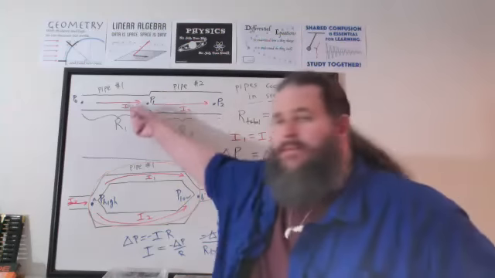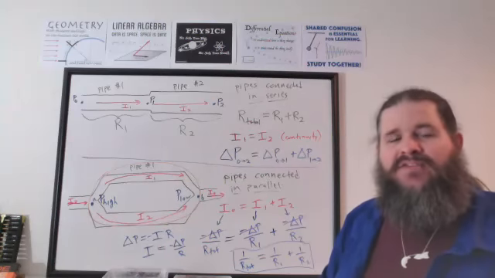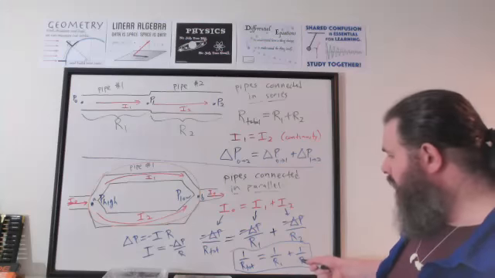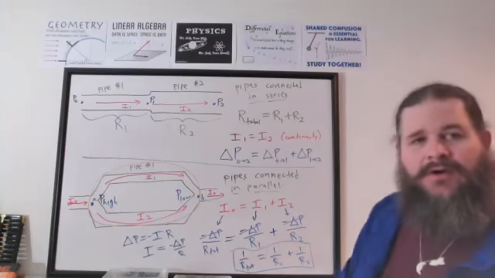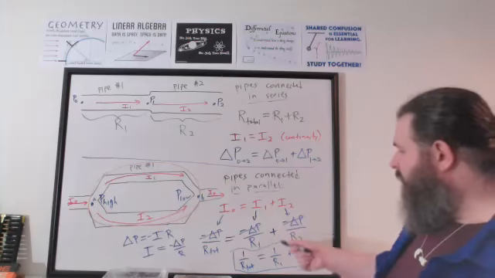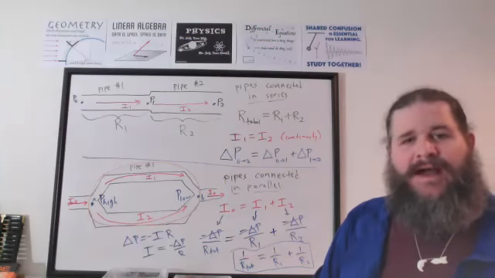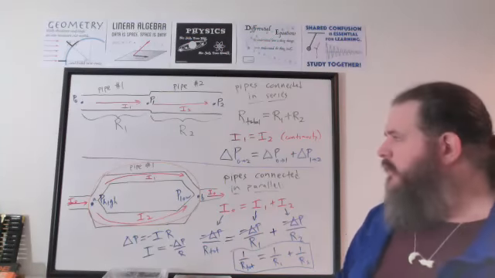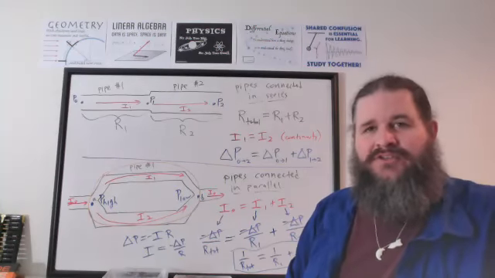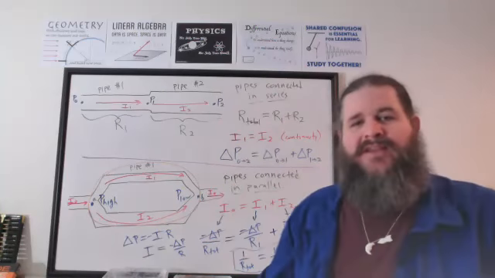In series, you just add R1 plus R2 to get the total resistance. But if the pipes are in parallel, instead of adding them directly, you'd add the reciprocal of R1 plus the reciprocal of R2, and then take the reciprocal of that whole thing to get R total. For instance, let's say these resistances are 2 and 3. You add 1/2 plus 1/3, that would get you 5/6. Then the reciprocal of that would be 6 over 5, or 1 1/5, 1.2. So if these are 2 and 3, the total resistance would be 1.2, which is less than either one individually. Because once again, connecting pipes in parallel, adding more paths, just makes it easier to flow.